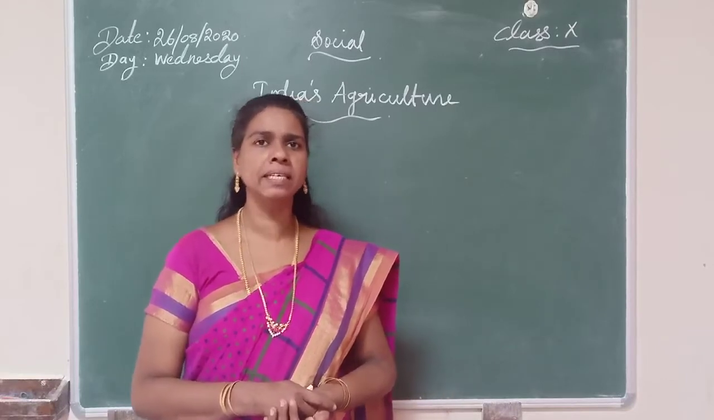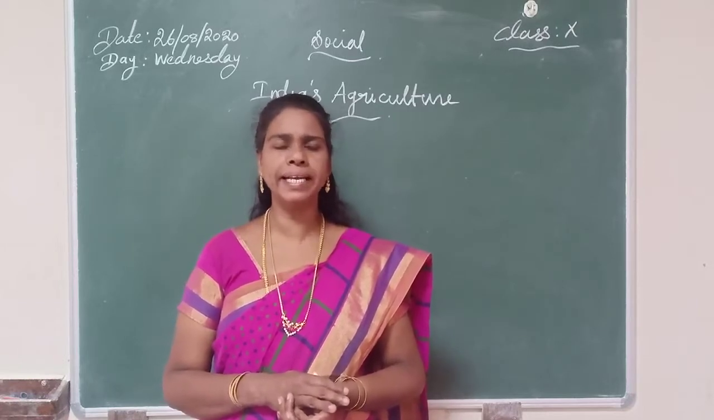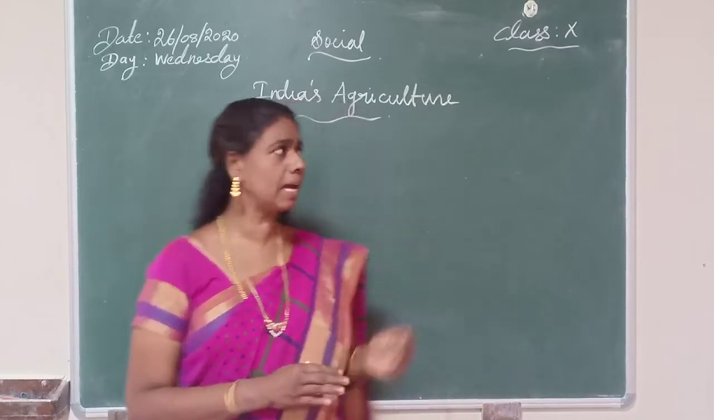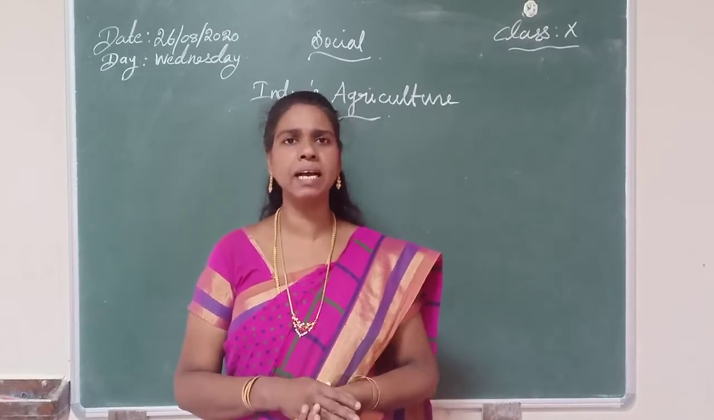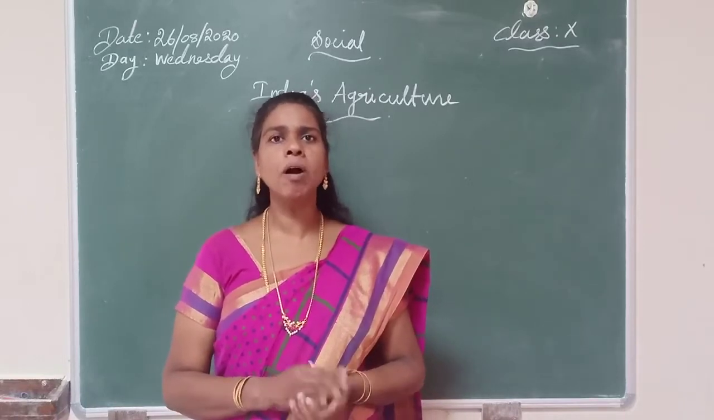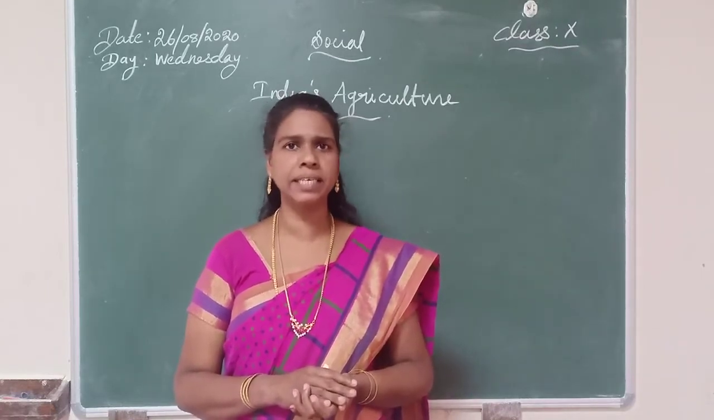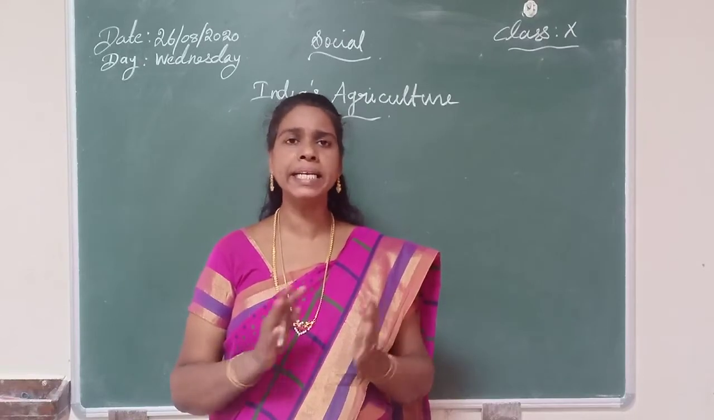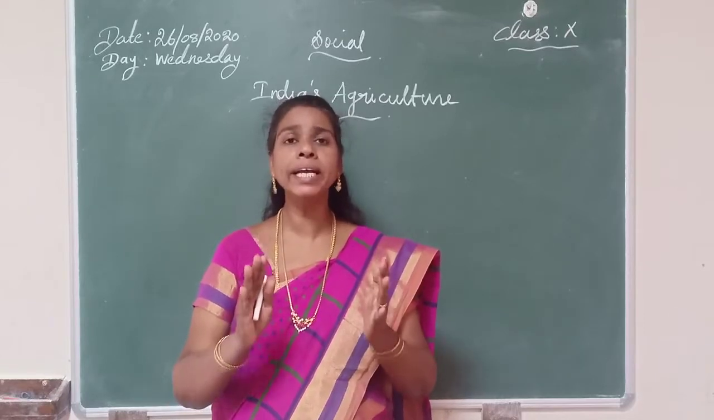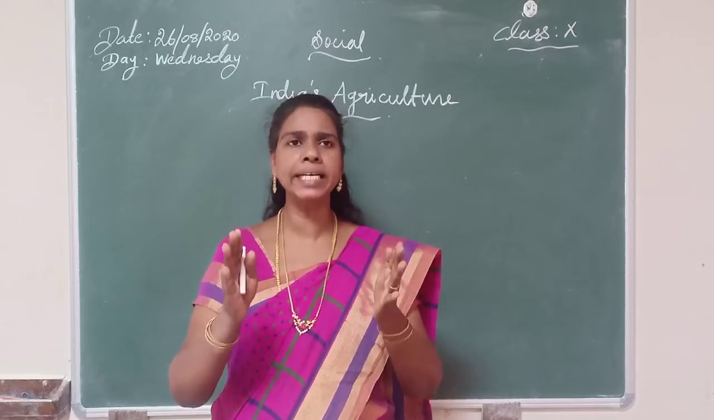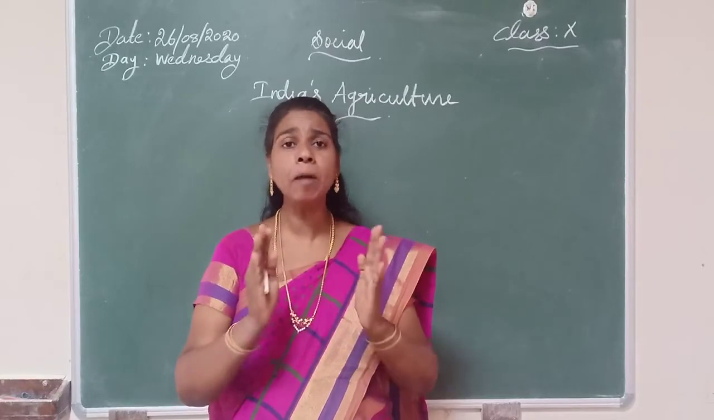In the beginning of this class, we can recollect a few important points about the previous class portion. Now we are learning Geography Lesson 3, India's Agriculture. From this lesson, which topics did we learn in the previous class? Do you remember? We learned about modern irrigation methods, multi-purpose river valley projects and agriculture. First we learned about three modern irrigation methods. What are the three modern irrigation methods? Very good. Drip irrigation, sprinkler irrigation and center pivot irrigation.